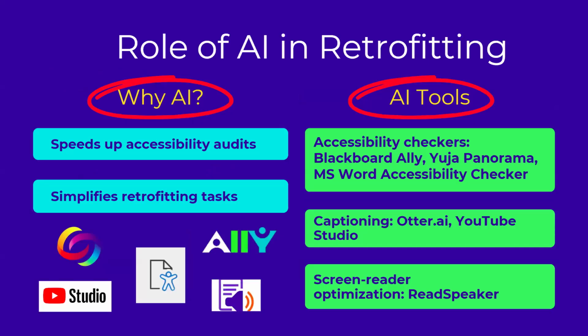So let's look at the role of AI in retrofitting. There are several AI tools that can act as your assistant, pointing out issues and suggesting solutions. This includes the built-in accessibility checkers within your LMS or Microsoft Word. These ones are the most important, but there are definitely some other tools that we are going to look at that can be super helpful in the retrofitting process.